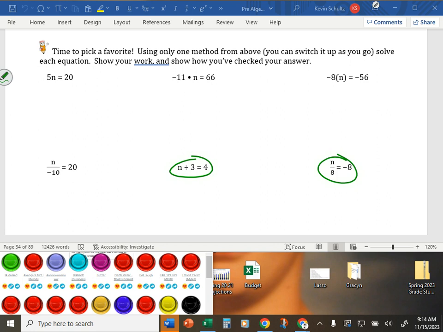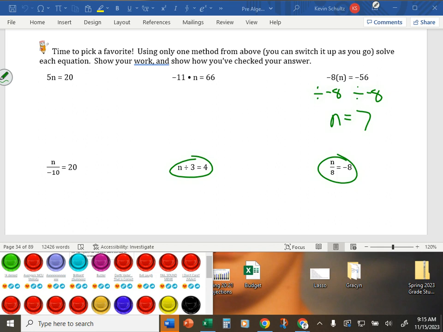Enzo asked for the third one here. What are we dividing by? Negative 8. Good job. Okay. Since we're multiplying n by negative 8, we're going to be dividing both sides by negative 8. On the left side, negative 8n divided by negative 8 equals 1n. n is by itself. On the right side, think of the sign rules. What's negative 56 divided by negative 8? Positive 7. Okay? So n equals positive 7 there.